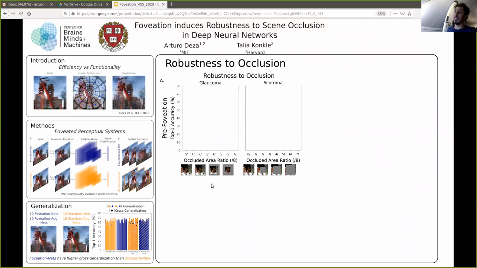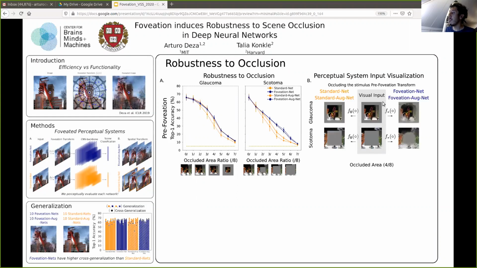We wanted to occlude the stimuli from the outside in, the glaucoma condition, and inside out, the scotoma condition, and test each one of these systems. We find that foveation net and foveation ognet are much more robust than standard net and standard ognet for scotoma-like occlusion, although we only find a marginal effect for the augmented invariance in the glaucoma occlusion. On closer inspection of why this is the case, we find that it's the foveation transform that changes the visual area for the second stage of the perceptual system.